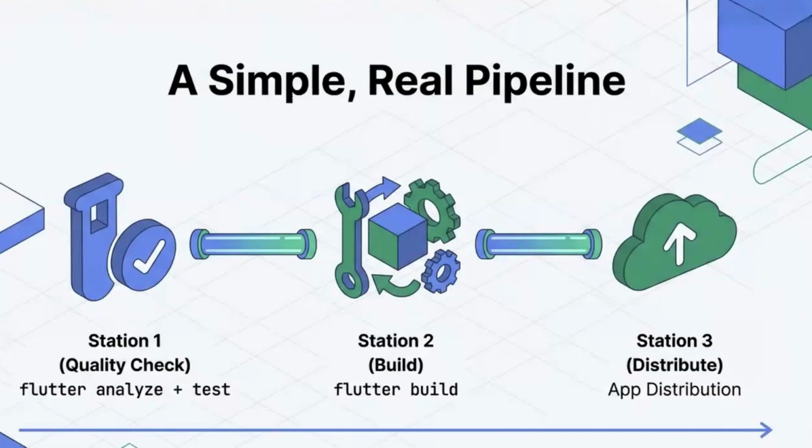So it is just simple like this, and these things happen automatically each time you make a merge, or you make a push request to the exact branch that is set to trigger the pipeline.